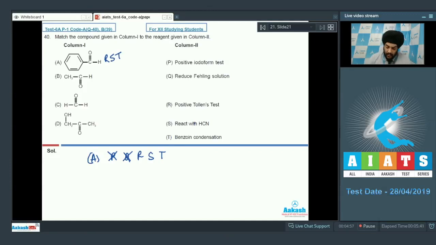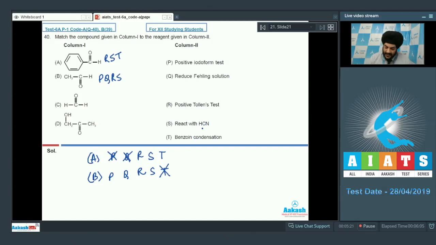If you look at the second reaction now, we have acetaldehyde, CH3CHO. It is going to give positive iodoform test. It is going to reduce Fehling solution. It is going to give positive Tollens test. It is going to react with HCN as well. It does not give benzoin condensation. So for B option, we have to match with PQRS.